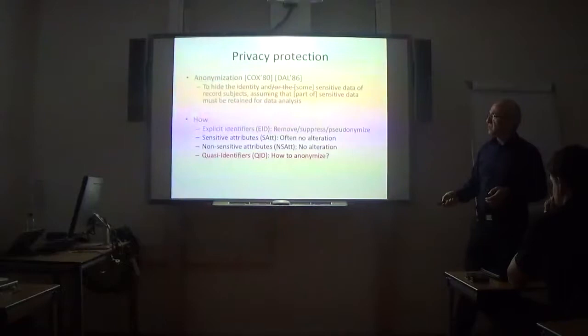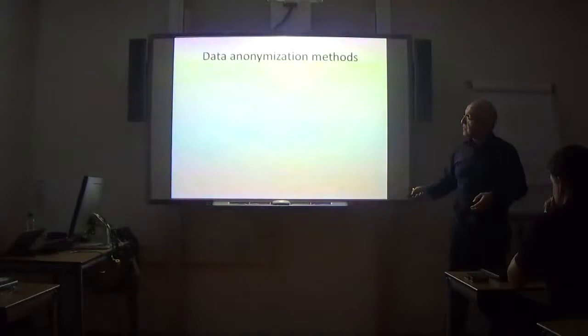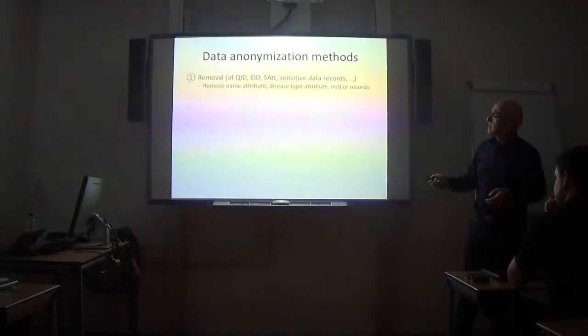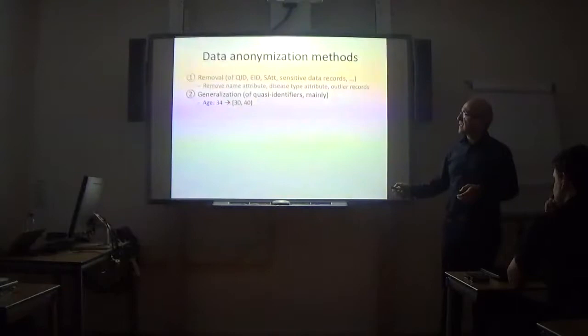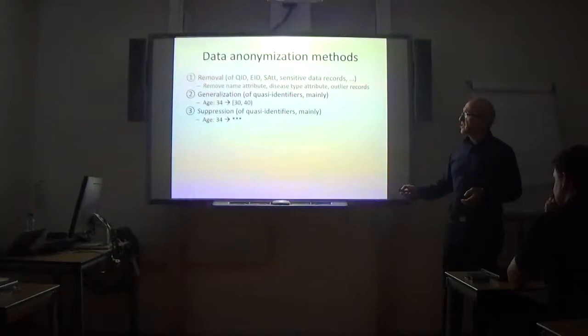There are some simple ways of doing that. I put here a list of them. For example, you can remove them, but sometimes removal is not the answer because you want to share some part of it. You can generalize them. For example, instead of the exact age, you use a range of ages. You can suppress them. If someone is 99 years old, it becomes very sensitive, so you put stars in its place.